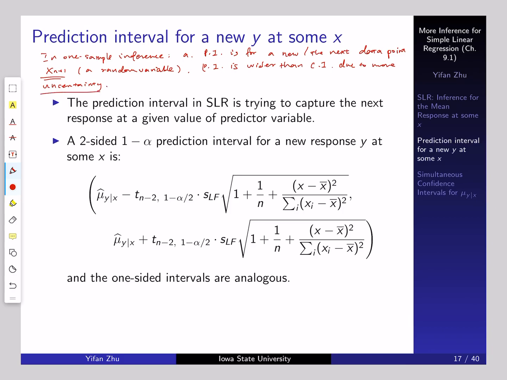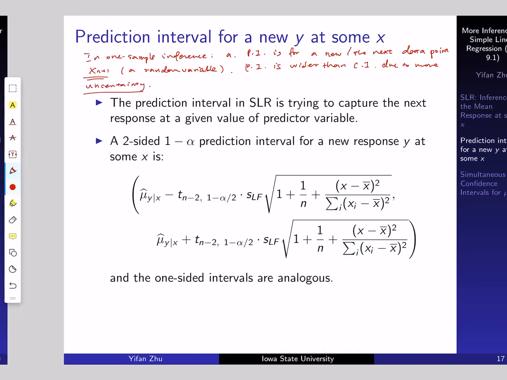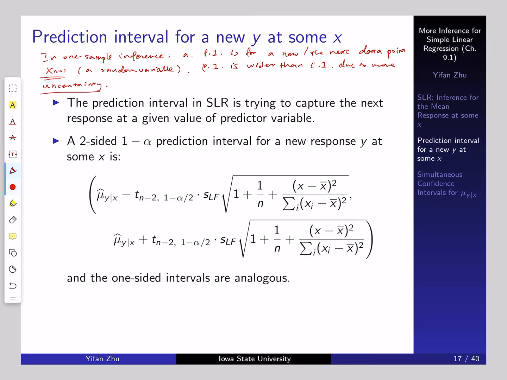Okay, so it's a thing here. We want to use a prediction interval. So for the one sample case, if you want to get a prediction interval, it is to capture the next data point x_{n+1} with some confidence. And the prediction interval in simple linear regression is also to try to capture the next response given a value of a predictor variable. So that is the new y at some x. And the next response y is a random variable. So that's why it's called a prediction interval.